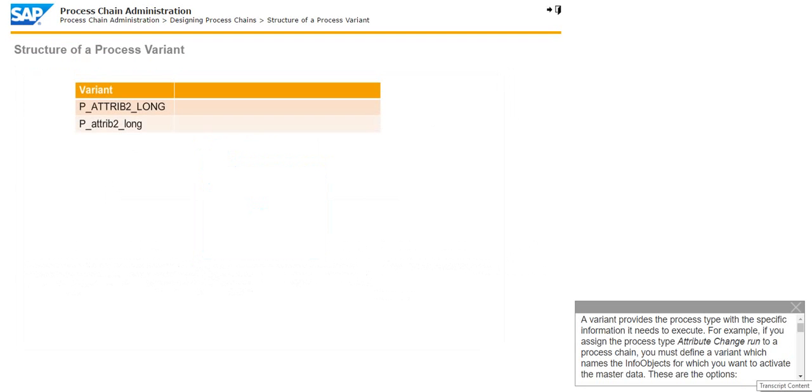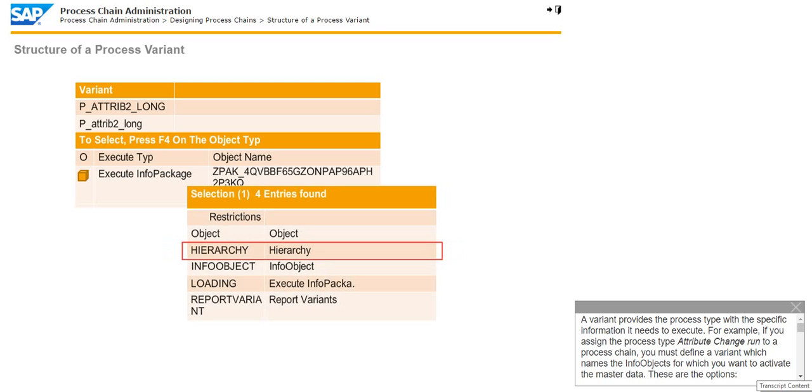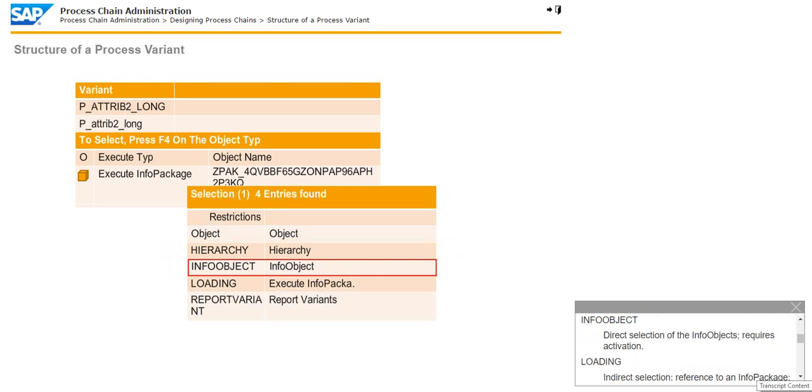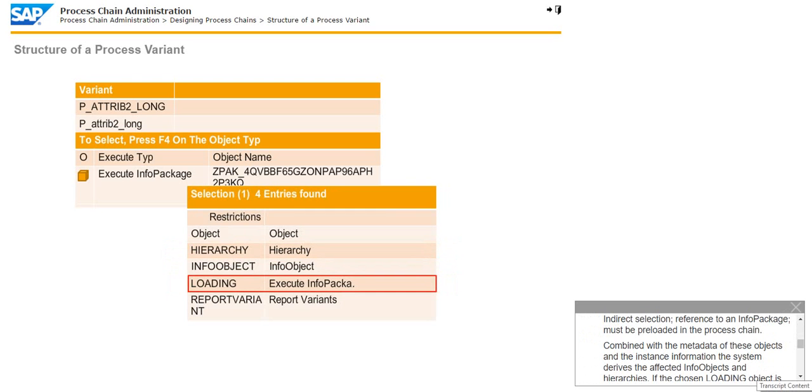For example, if you assign the process type attribute change run to a process chain, you must define a variant which names the InfoObjects for which you want to activate the master data. These are the options. Hierarchy: direct selection of the hierarchy requires activation. InfoObject: direct selection of the InfoObjects requires activation. Loading: indirect selection, reference to an InfoPackage must be preloaded in the process chain.